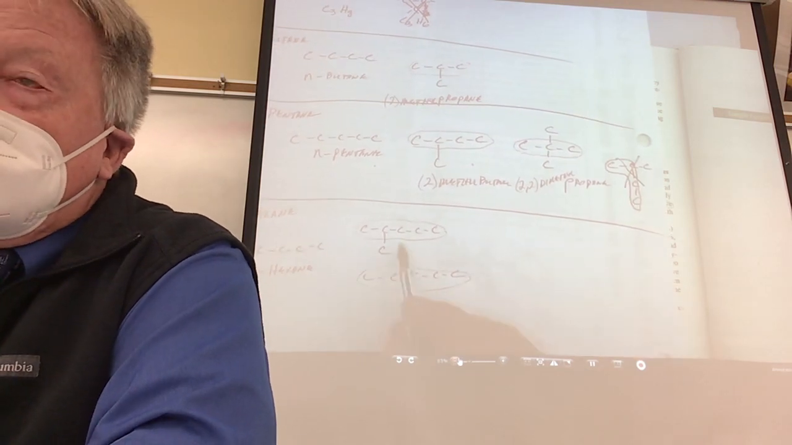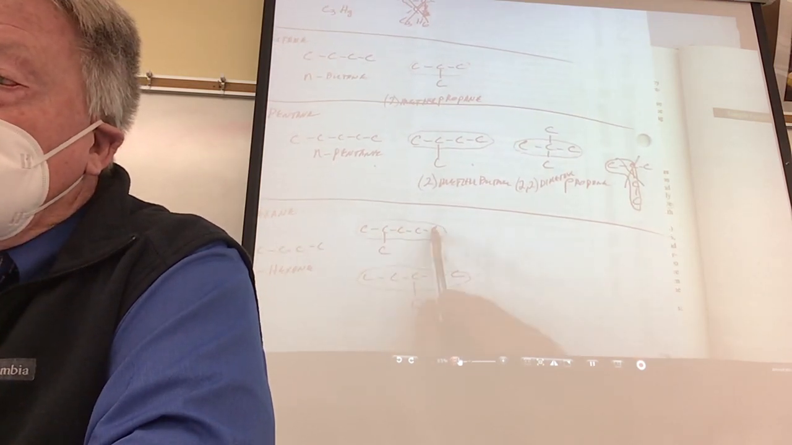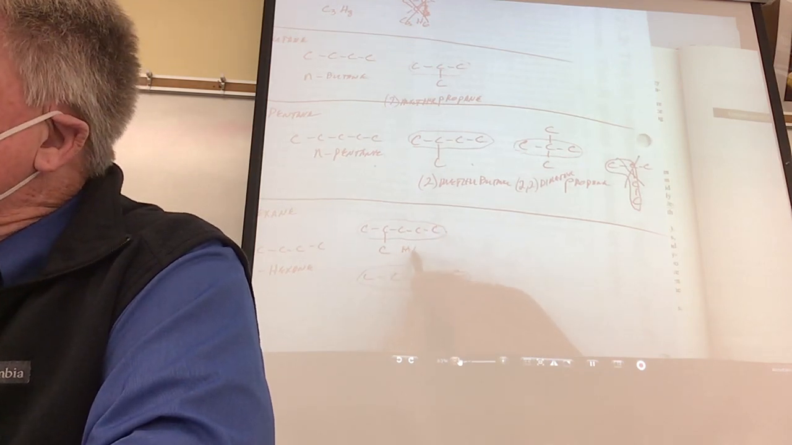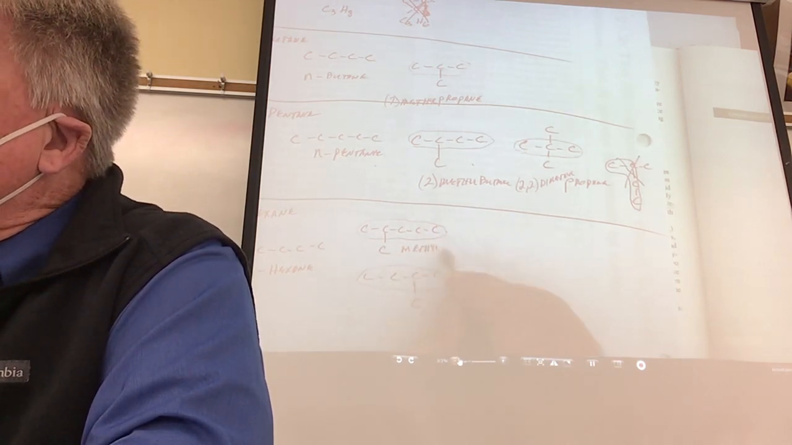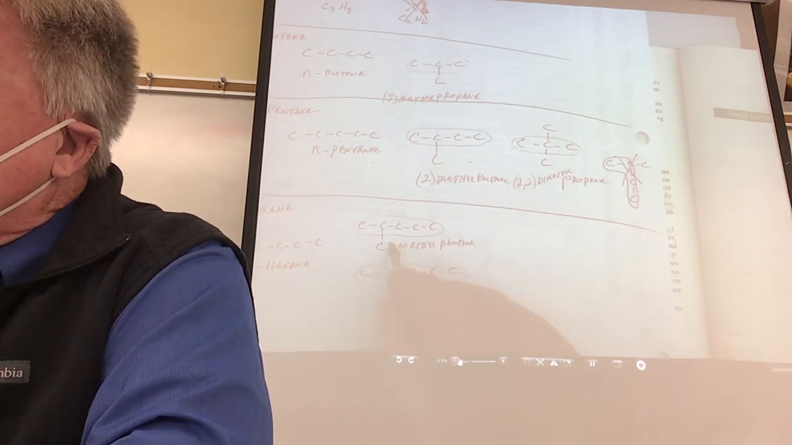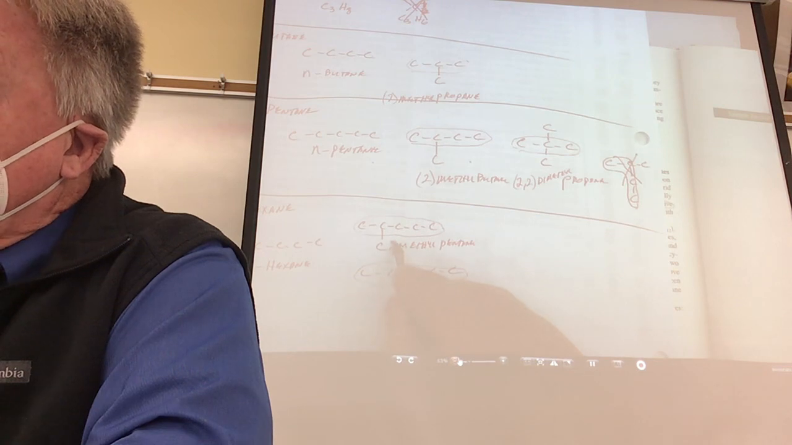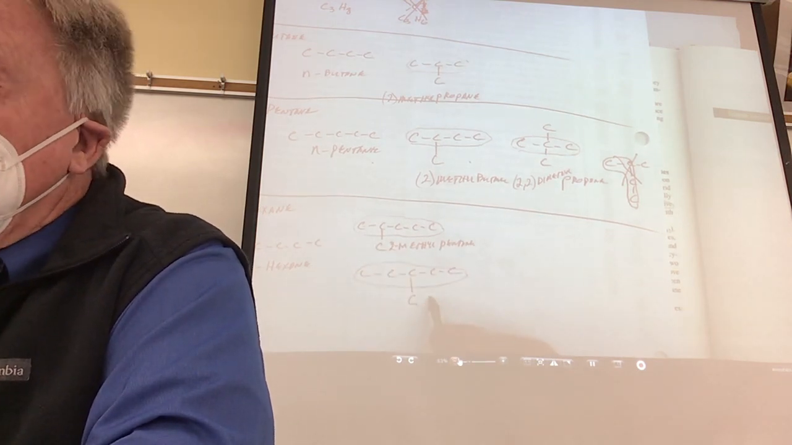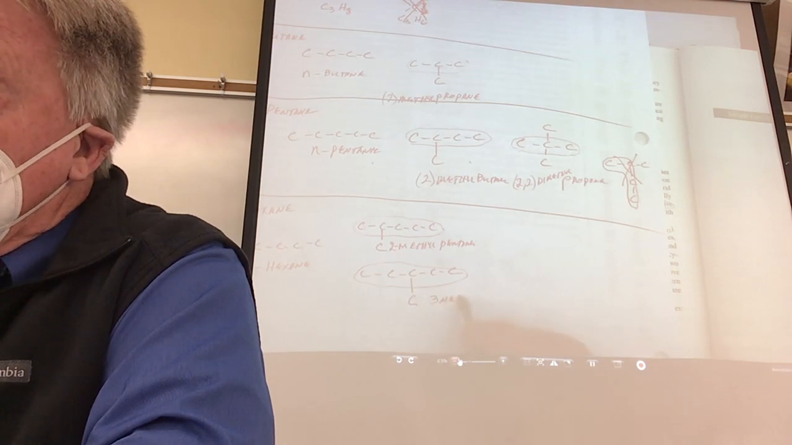Okay, let's go ahead and name this. What's this one? 2-methylpentane. Say it again. 2-methylpentane. Oh wait, we're not doing that. And you did have to tell me where that was. So you did, that's right, 2-methylpentane. And what about this one? You guys are getting good at this.